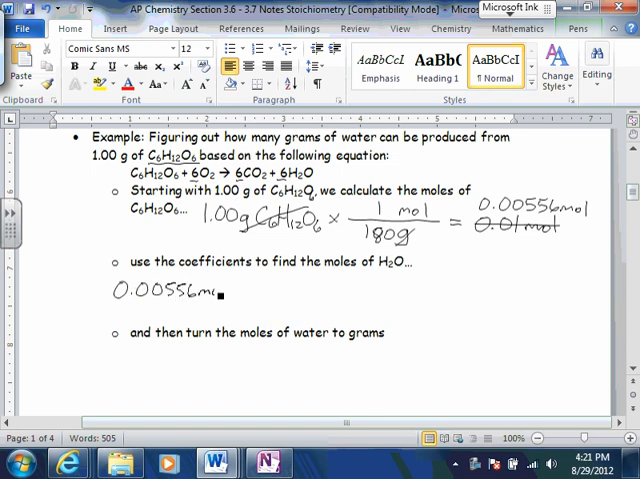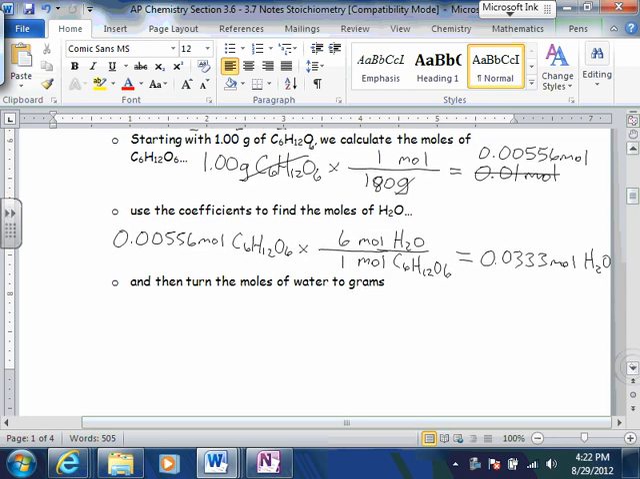Okay. So then 0.00556 moles of C6H12O6, and we want to know the number of moles of H2O. So that goes on the top of our equation. And for every, according to the equation, for every 1 mole of C6H12O6, we have 6 moles of water. Okay? So basically we're just multiplying this number by 6. That's going to give us 0.0333 moles of water.